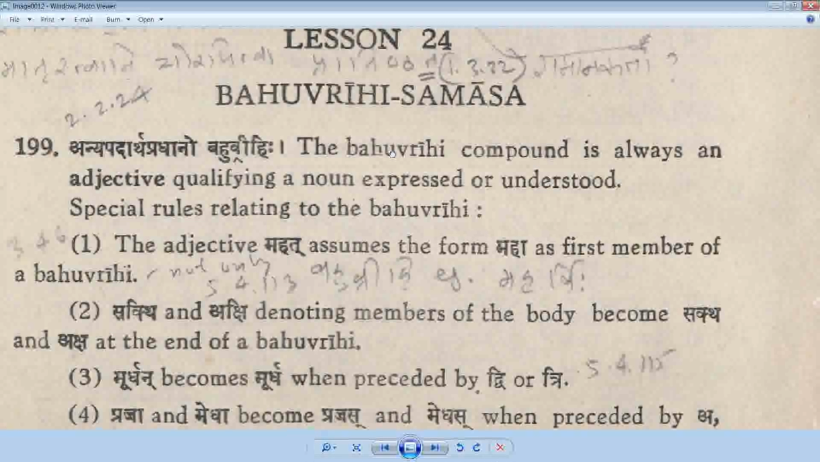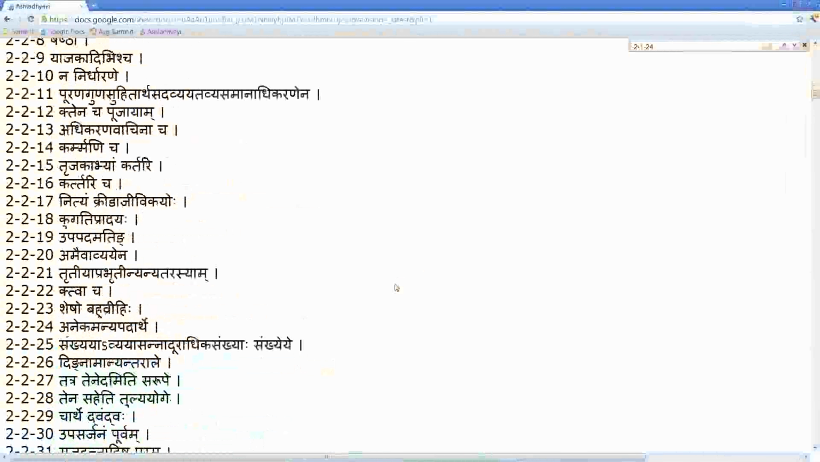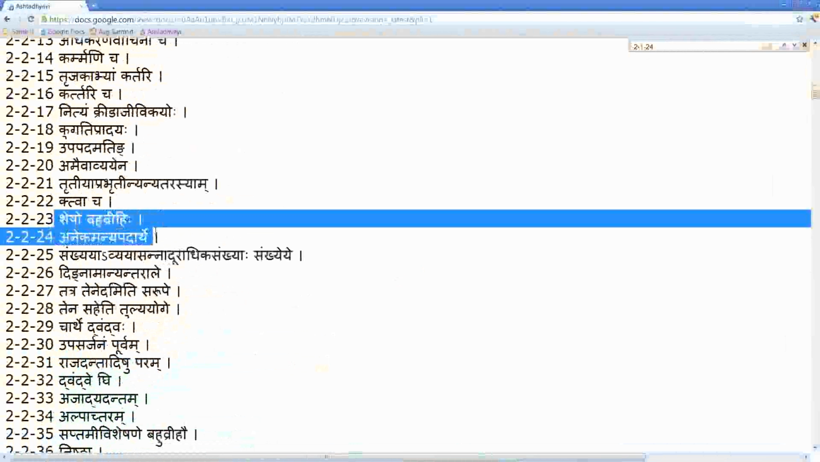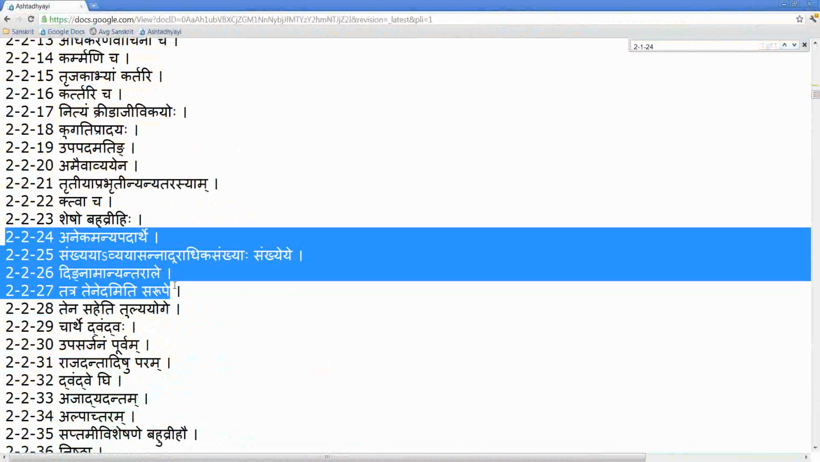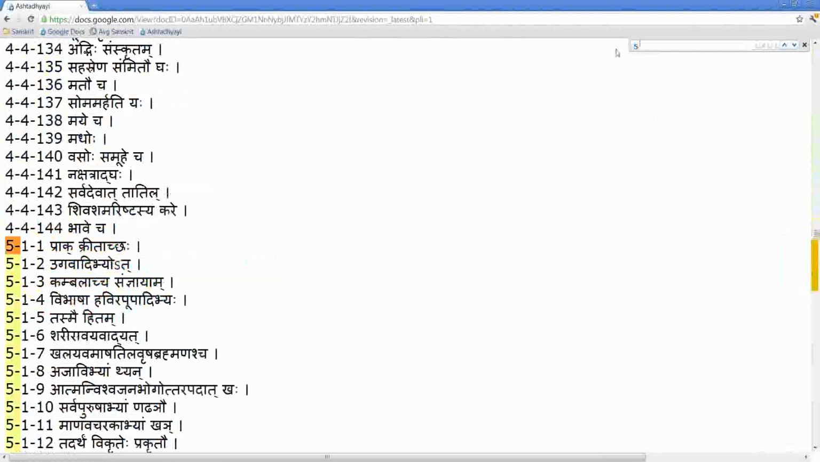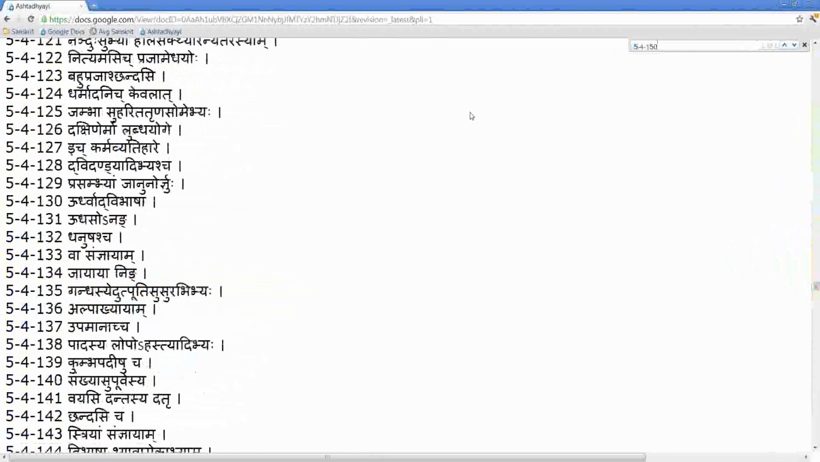The Bahuvrihi compound rules, the Samasa Vidhaka Sutrani, start from here, which is 2.2.23 Shesho Bahuvrihi, and go up to this one, 2.2.28. You can take those 5, Anekamanya Padarthi up to Tena Sahiti Tulya Yoge. Take those 5 rules. But now there are more rules in the Samasanta. There's a large section there for Bahuvrihi, so that is going to take more of our time.